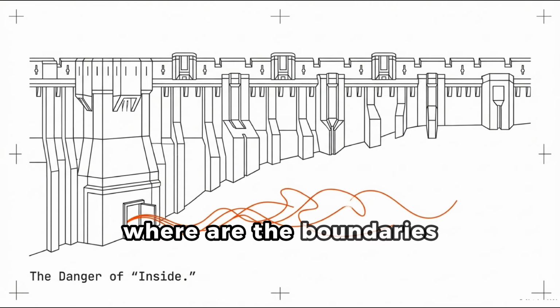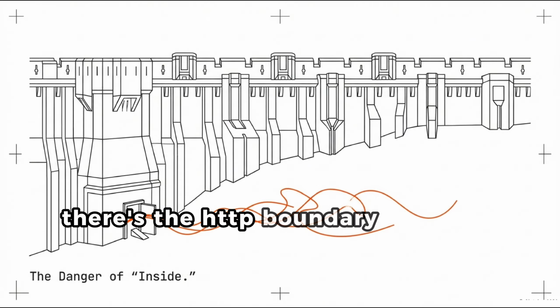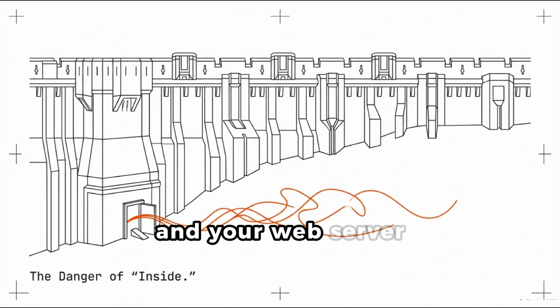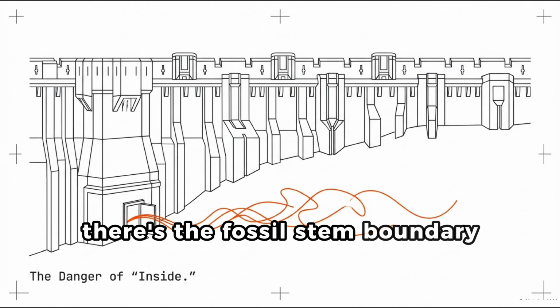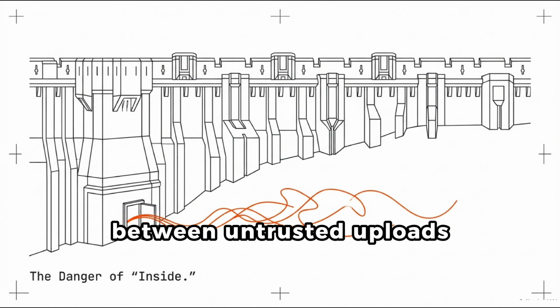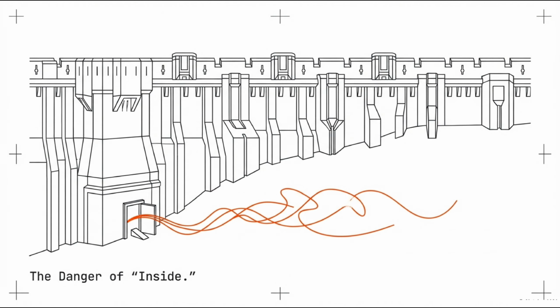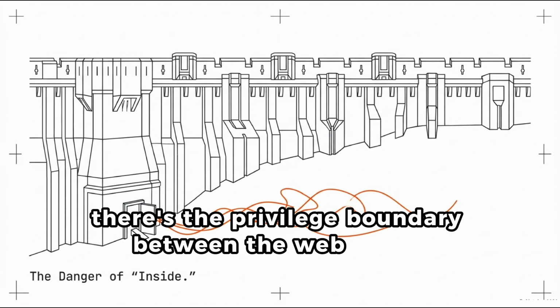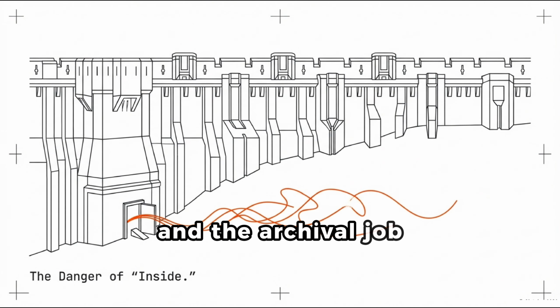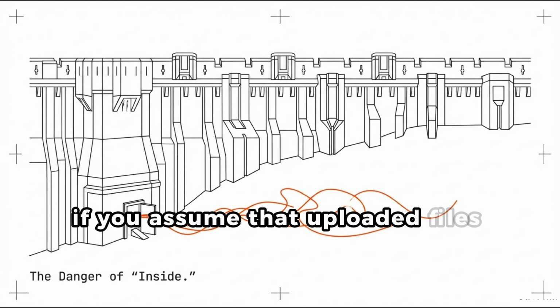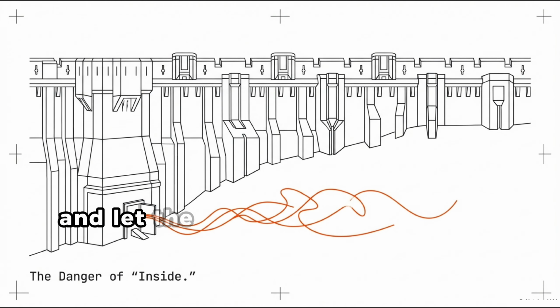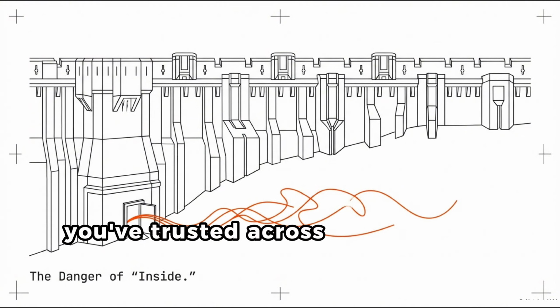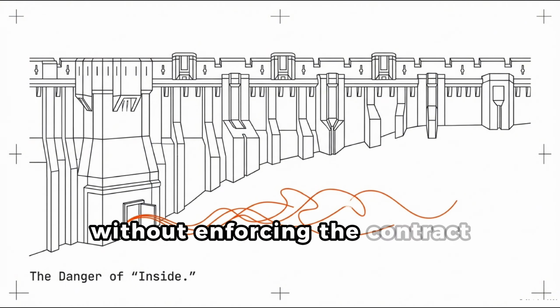Where are the boundaries? There's the HTTP boundary between the internet and your web server. There's the boundary between untrusted uploads and the code that processes them. There's the privilege boundary between the web server and the archival job. If you assume that uploaded files are always safe and let the background job process them without validation, you've trusted across the boundary without enforcing the contract.